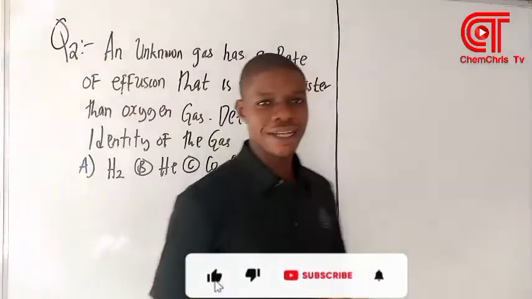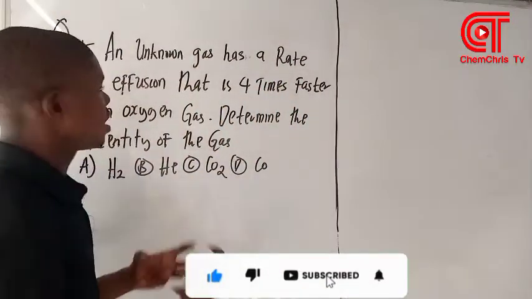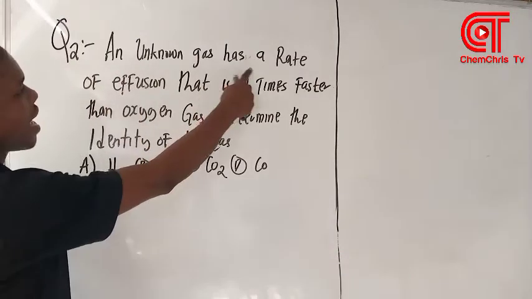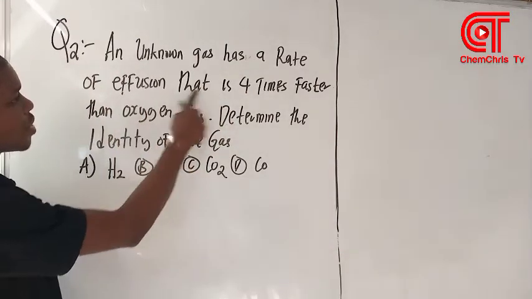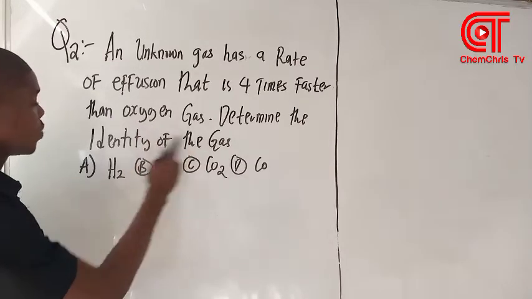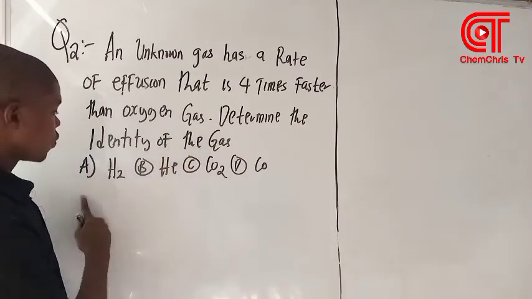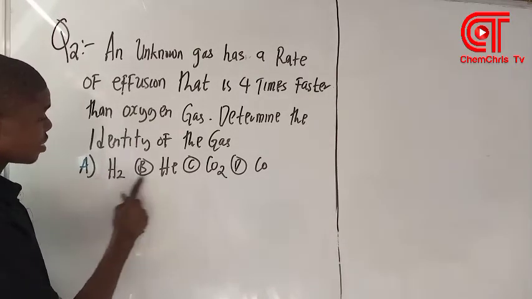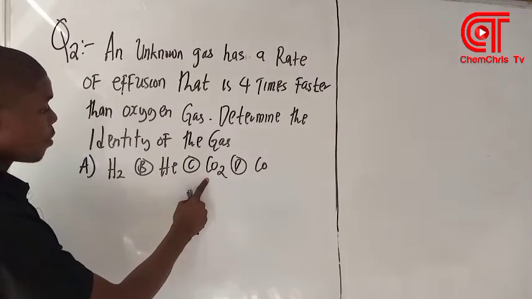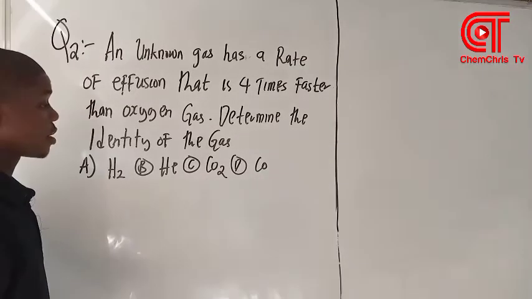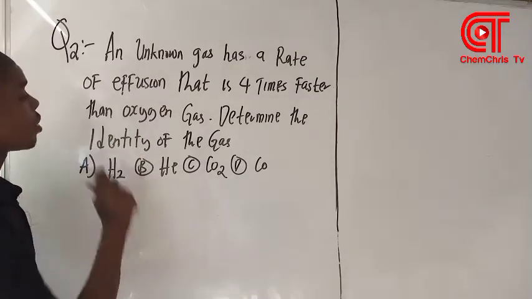So now let's look at the second question. The second question is a little bit tricky, so I would like you to pay very close attention. An unknown gas has a rate of diffusion that is 4 times faster than oxygen gas. Determine the identity of the gas. So these are the possible gases: hydrogen gas, helium gas, carbon dioxide, and carbon monoxide. You get. So I got to do this stuff here.